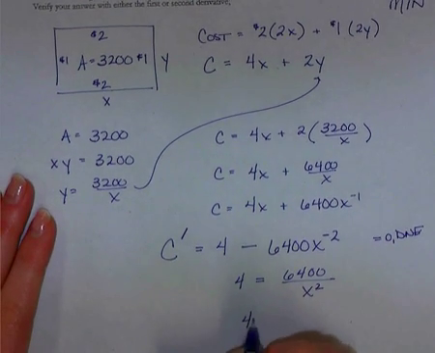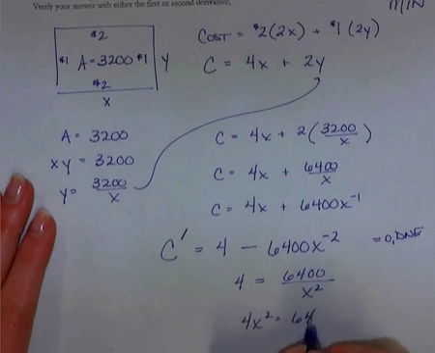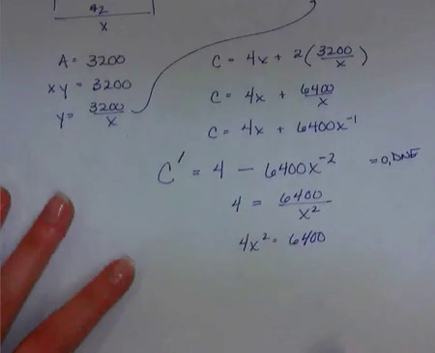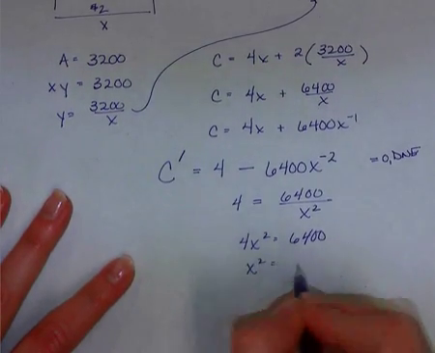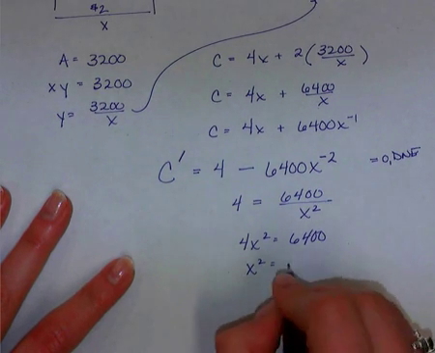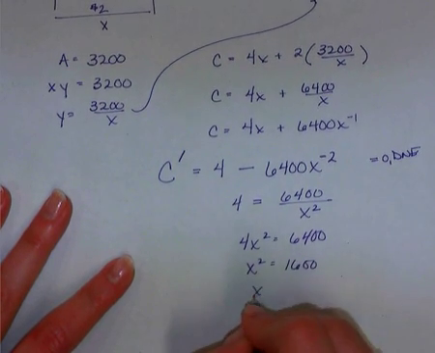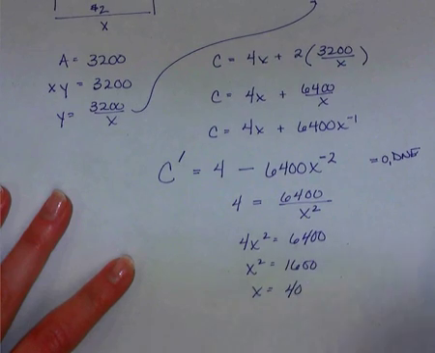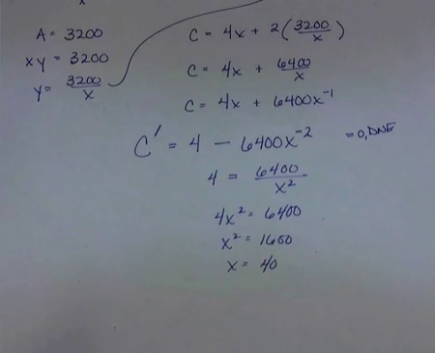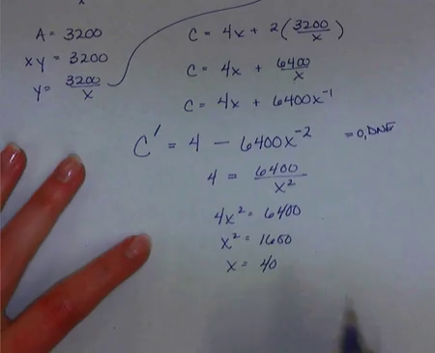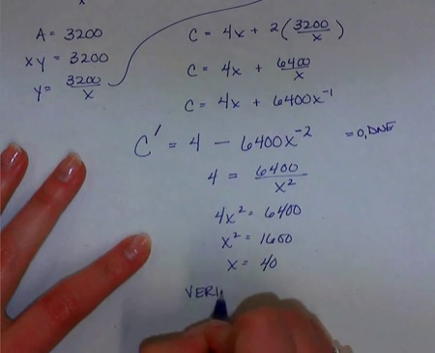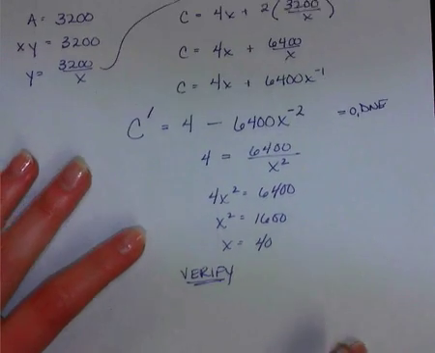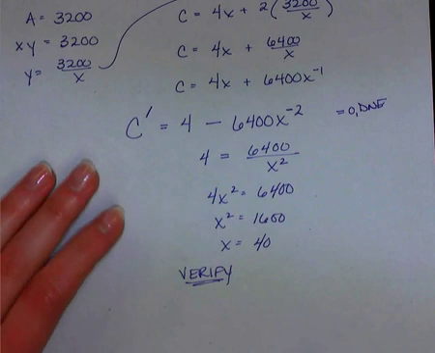So now I just want to solve and see, well, what's going to make this equal to 0? Cross multiply, and let's solve for X. If I divide by 4, then X squared is equal to 1,600, and therefore X is equal to 40. So I think that I'll have minimum cost when X is equal to 40. I'm going to verify with either the first or second derivative test. In this case, I do think the second derivative test will be easier.